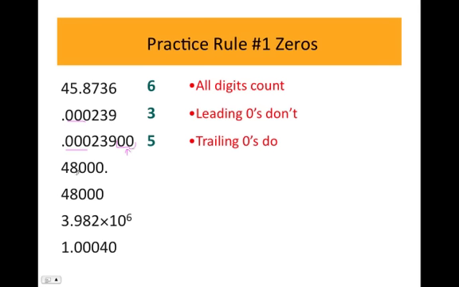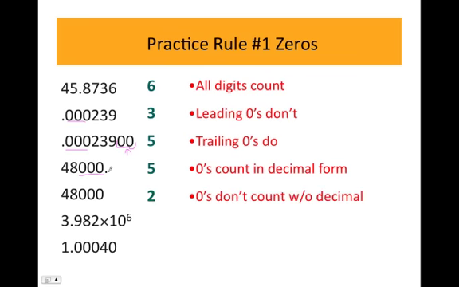The next problem has a decimal at the end, and this is a special exception kind of case where these are being held captive by that decimal, making them significant. In the next problem, there is no decimal, meaning that they're not significant, leaving two significant figures.